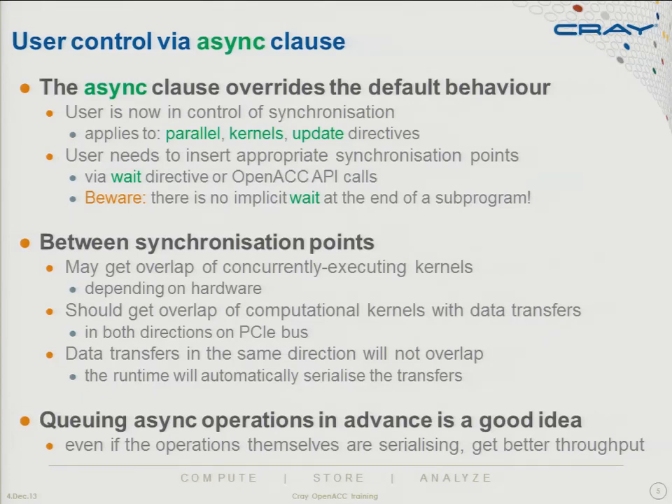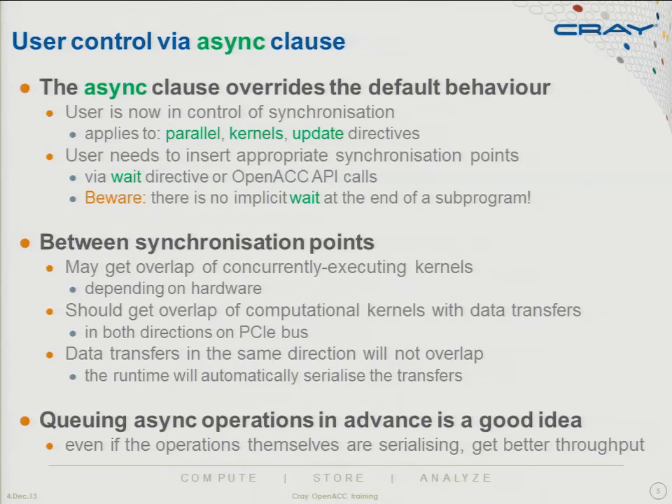One thing you do have to be aware of is when you get to the end of a subprogram, a routine, and you return, there's no automatic waiting there. You still don't know that these GPU kernels have finished. So you put in these synchronization points, these wait directives, and in between, things that have been launched with this async clause may overlap. You could get overlap of computational kernels. You might get overlap of computation and data transfers.